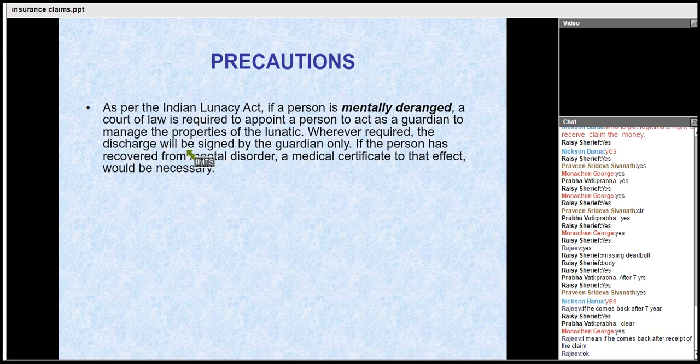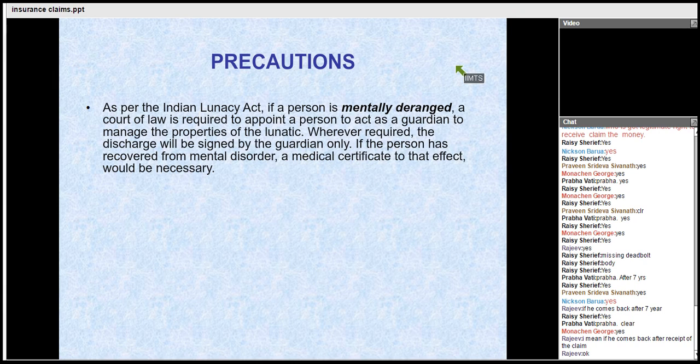If a person is mentally unsound, a court of law is required to appoint a person to act as a guardian to manage the properties of the lunatic. Lunatic means a person of unsound mind. Is it clear? Whenever required, the discharge will be signed by the guardian only. If the person has recovered from mental disorder, a medical certificate to that effect would be necessary so that he can get the claim over the property.